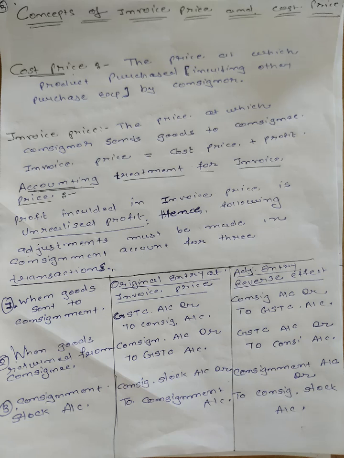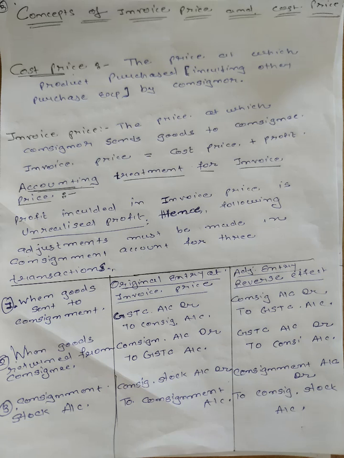So here I write down what the transactions are. There are 3 transactions: when goods are sent to the consignment, when goods are returned by the consignee, and consignment stock. When goods are sent to the consignment, the consignment account should be debited, because whenever you purchase, you debit the trading account. So here there is an inflow of goods. So the consignment account is debited to goods sent to the consignment account. However, the reverse entry is consignment account debited to goods sent to the consignment account.